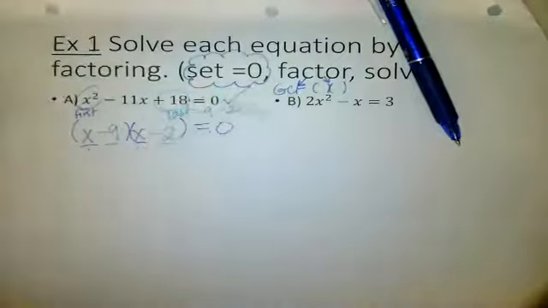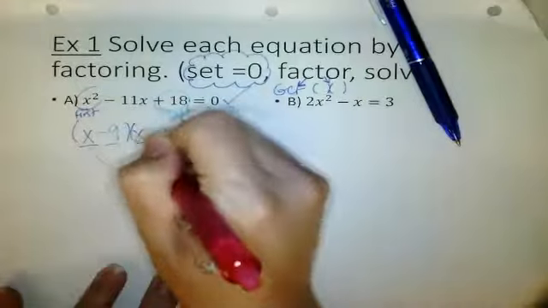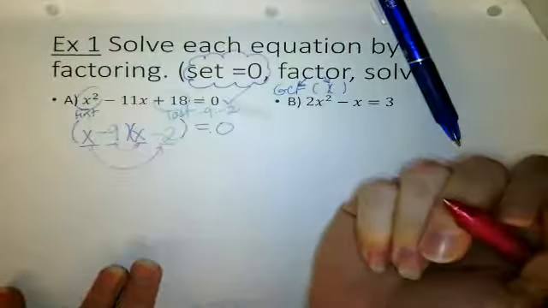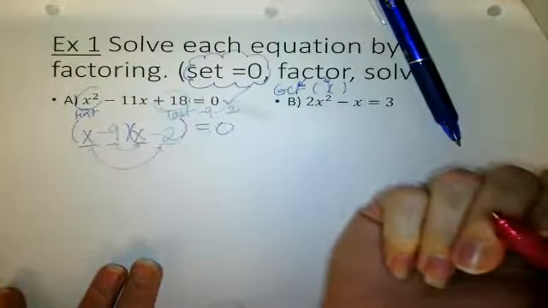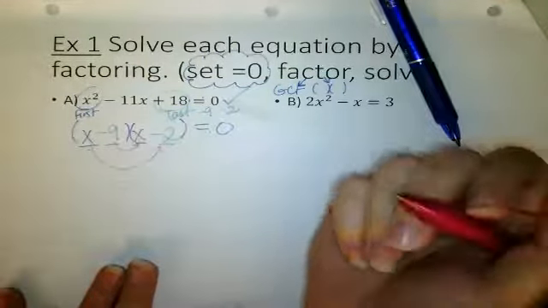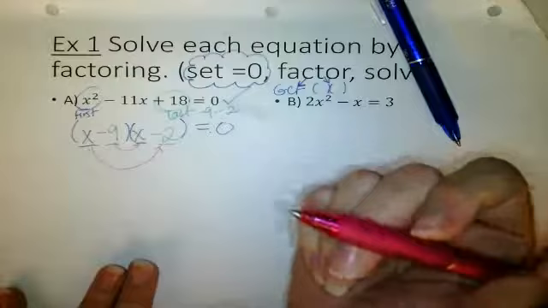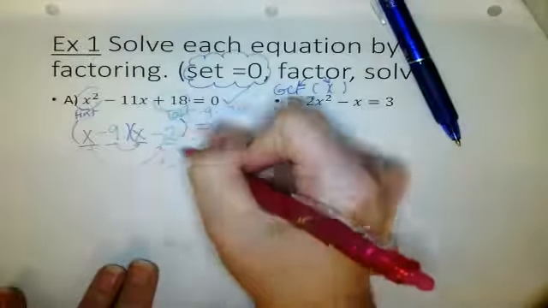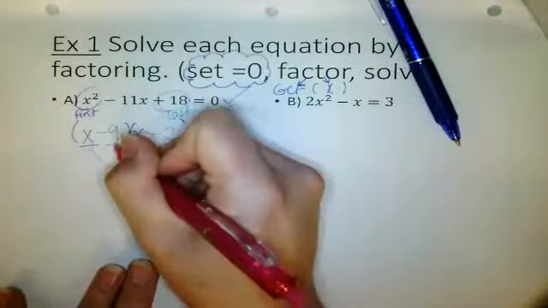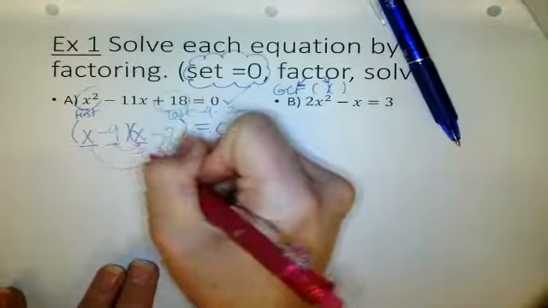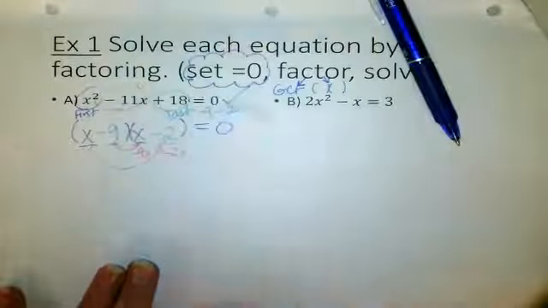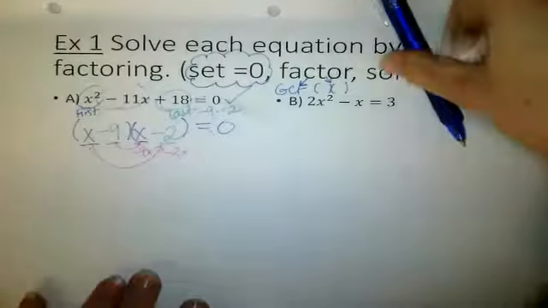How do you know if you did it right? Rainbow. Check the rainbow. Can you check the rainbow in your head? Yes, you could. Absolutely, you could. But on a test, take the second to just really, really be sure. X times negative 2 is negative 2x. Negative 9 times x is negative 9x. And negative 9x and negative 2x gives us that middle term. So I know I did it correctly.